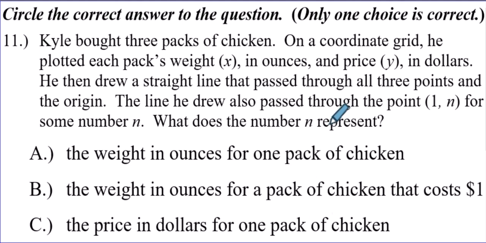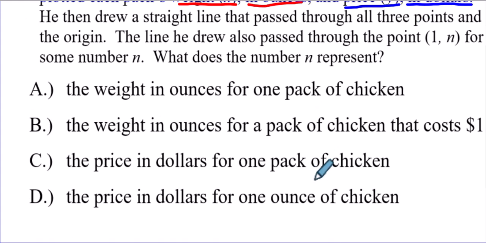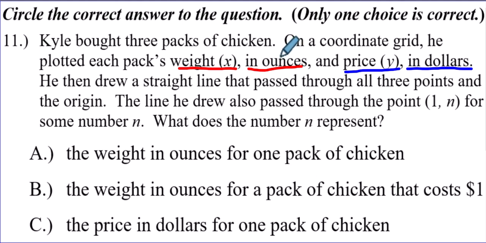Well, first and foremost, straight line goes through the origin. This is a proportional relationship. Good to know. What else do we see? The weight, which is x, is in ounces, and the price, which is the y, is in dollars. Now you're like, why is that so important? Because if you start reading these answer choices, they don't always say ounces for the weight and price for the dollars. You got to be very careful here.